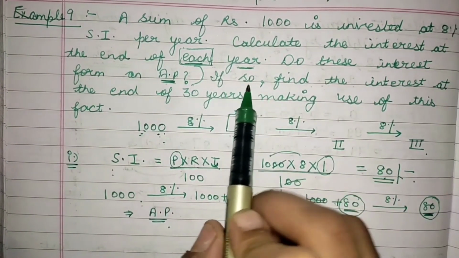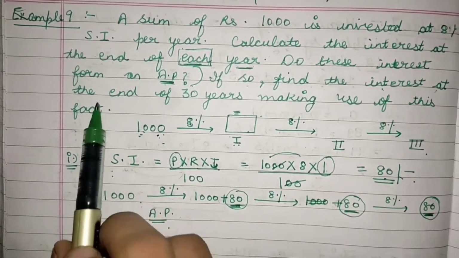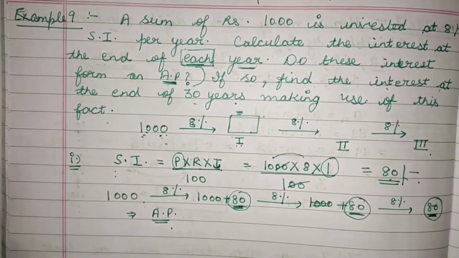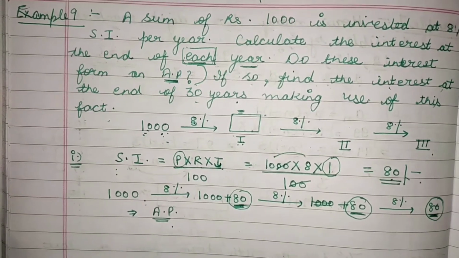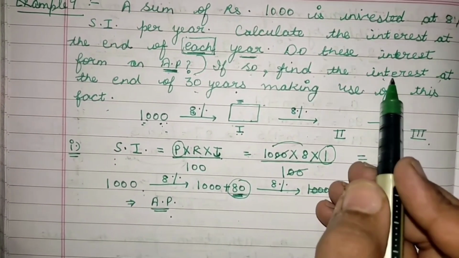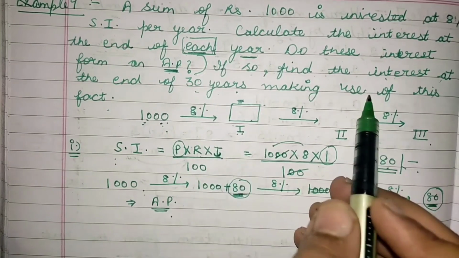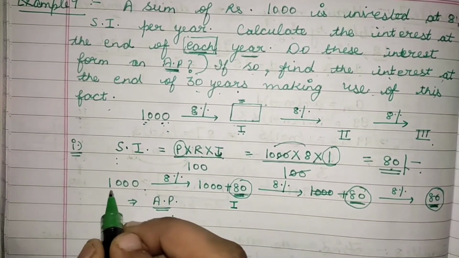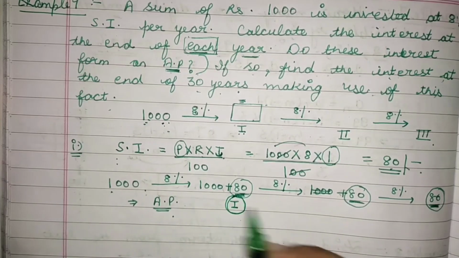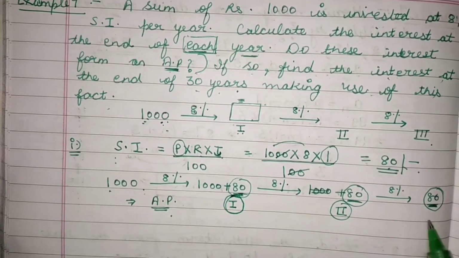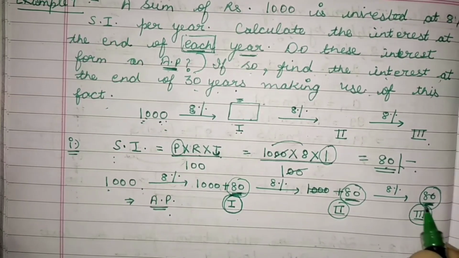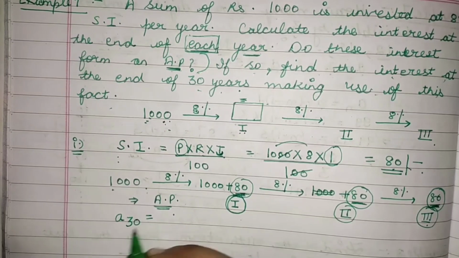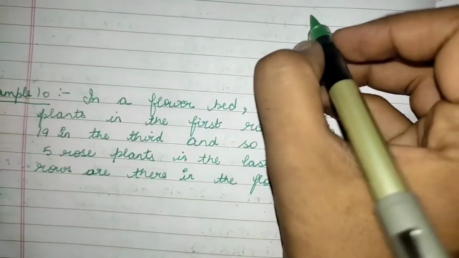Now they are asking, if so, find the interest at the end of 30 years making use of this. So now they are asking what will be the interest at the end of the 30 years. This is my value after the first year, this is my value after the second year, this is my value after the third year. Similarly, they are asking what will be the value after 30 years.